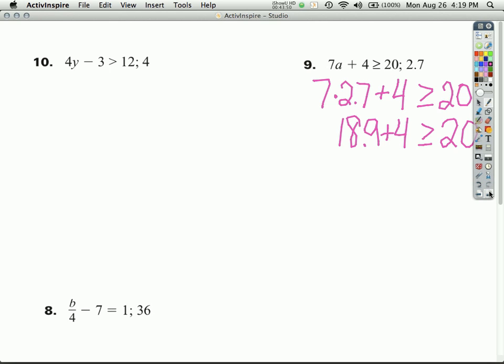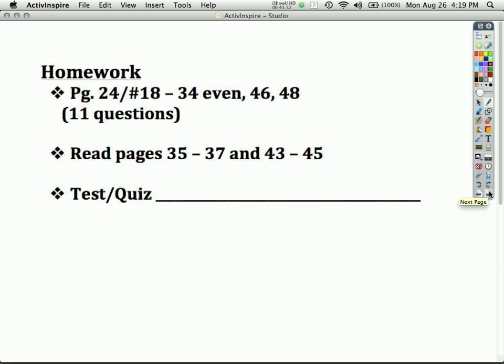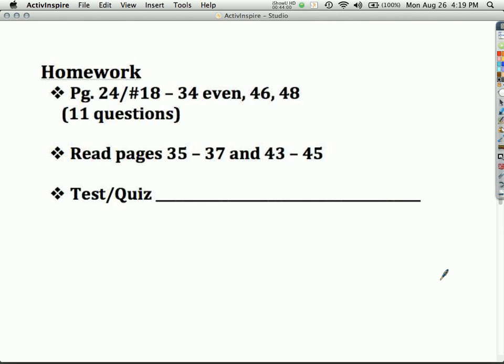Okay, draw one final line across your paper. One final line across your paper. You're going to do page 24. Numbers 18 through 34 even, and number 46 and 48. I cannot overemphasize this. Those are not optional questions. Those are the most important questions. That's a total of 11 questions.